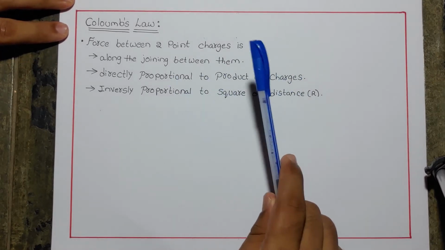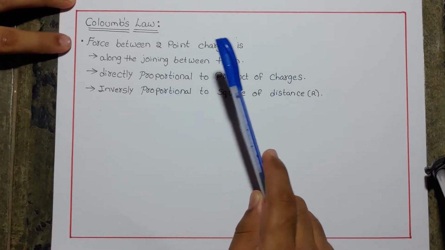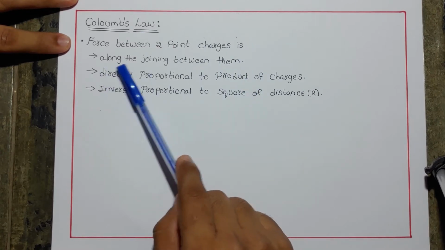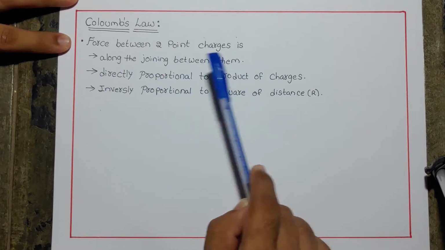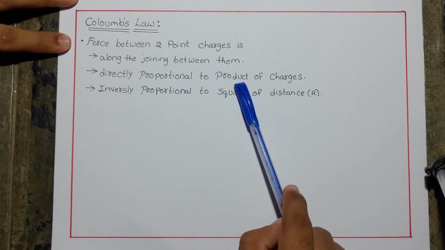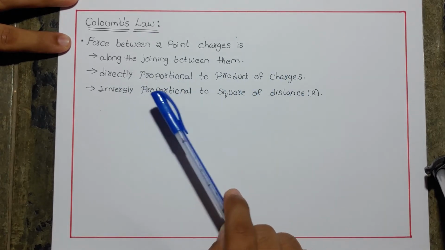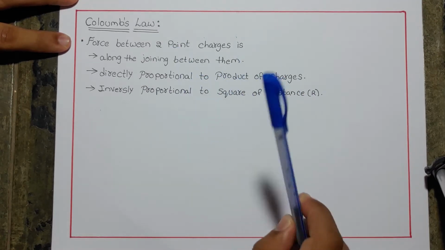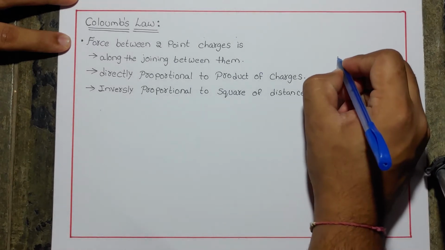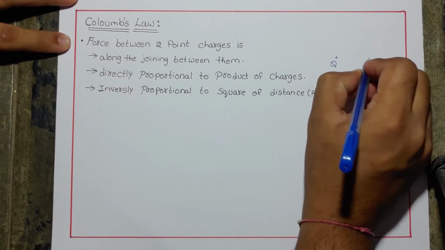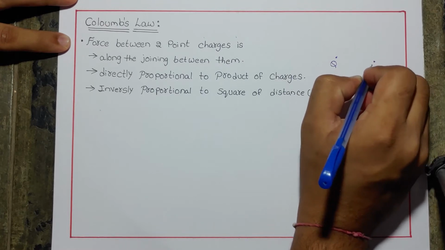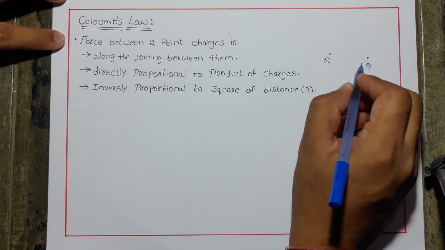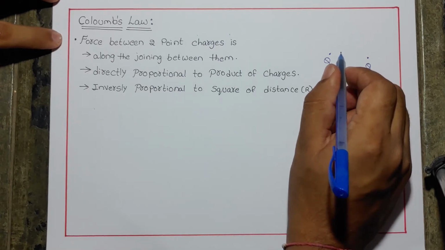Coulomb's law statement can be defined in several ways. This is one of the ways: the force between two point charges is along the line joining them, directly proportional to the product of the charges, and inversely proportional to the square of the distance. From these three statements we understand that there are two point charges of the same sign, and they are at rest, that is, static.